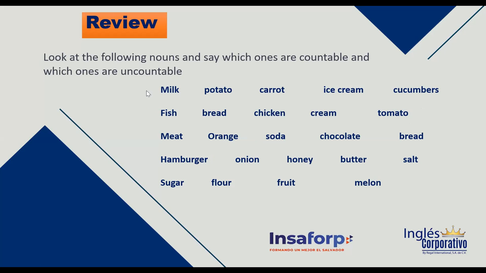Countable or uncountable? Let's start with milk. Uncountable. Potato. Carrot. Countable. Ice cream. Uncountable. Cucumbers. Countable. Fish. Countable. Bread. Countable. Chicken. Countable. No, chicken is uncountable. Tomato. Countable. Meat. Uncountable. Orange. Countable. Soda. Chocolate. Countable.